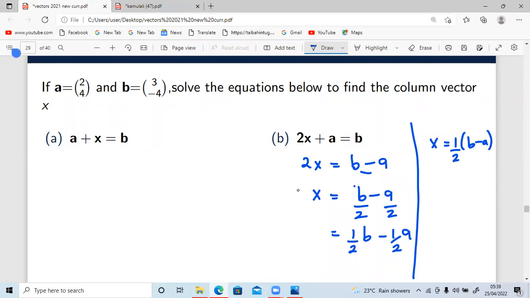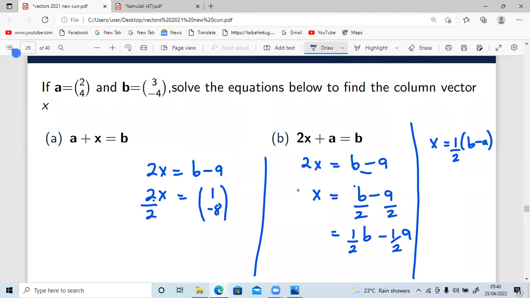So which one should we use? Another person could as well say, for me, let me first find out what is b minus a. So what is your b minus a? Are you getting 1 and -8? Yes. So our next task is to divide by 2. So dividing by 2, what does it mean?